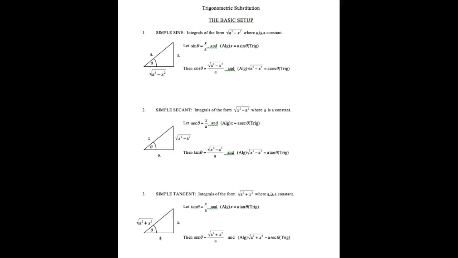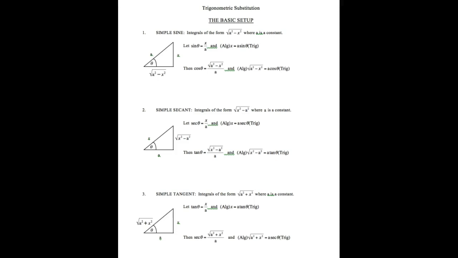One I call the simple sine. That is applied when you have an integral of the form square root of a squared minus x squared, for instance, the square root of 4 minus x squared, so that a is a constant. What I do is build a triangle where I let the sine be simple. In other words, I put a fraction where the opposite side is x and the hypotenuse is a.